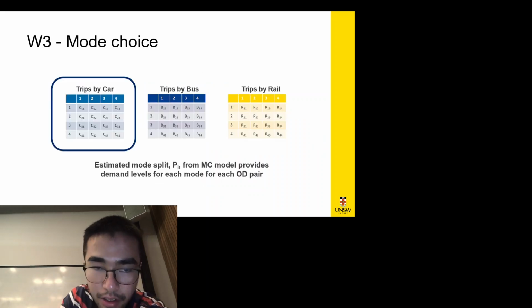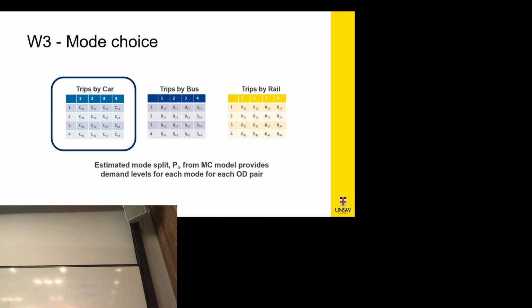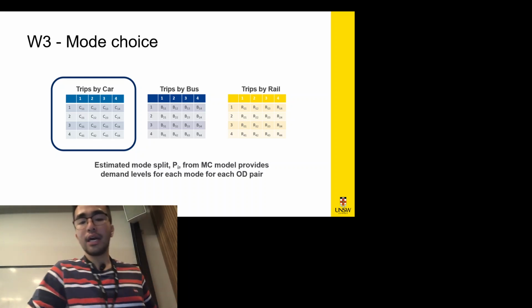Okay? So now we have our trip distribution, and now we have our proportions for our different modes. So our car, our bus, and our rail. Okay?